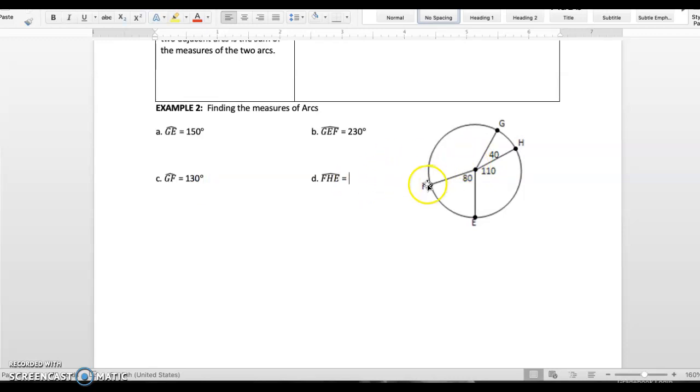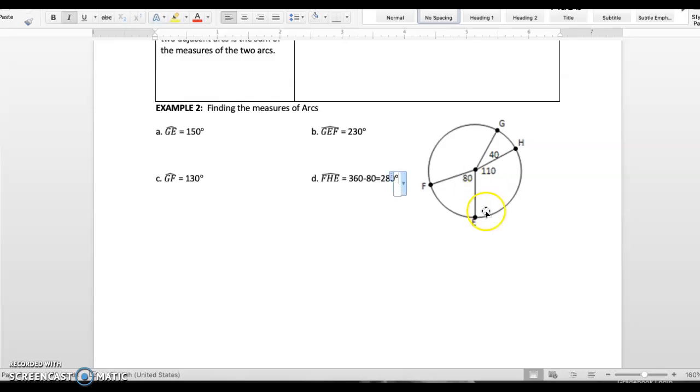Now for F, H, E, this is very important that you go in the correct order. F to H to E. Be very careful, because if I did it in a different section, I might be adding up the incorrect angle measures. So I'm going F through H to E. Now notice I want this entire major arc, all of it that doesn't include the 80 degrees. So one way we can solve this is saying 360 minus 80, because that's the only section that's not included. And we're going to get 280 degrees.